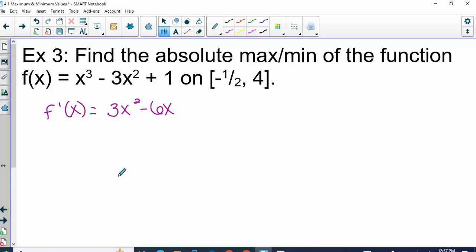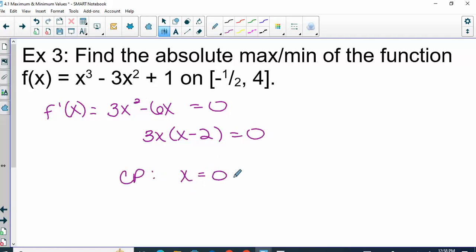All right, so my derivative is 3x squared minus 6x. And then, what would we do? When we find critical points, we take the derivative and set it equal to 0. So what could I factor out of this? That leaves me with x minus 2 equals 0. So my critical points are 0 and 2.